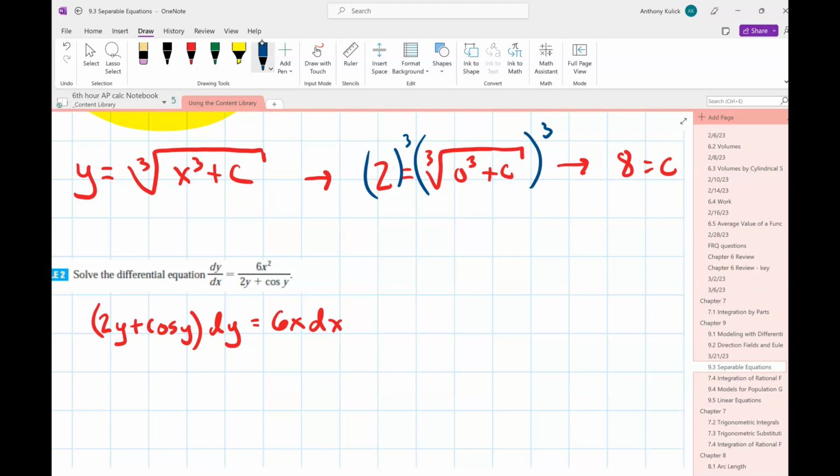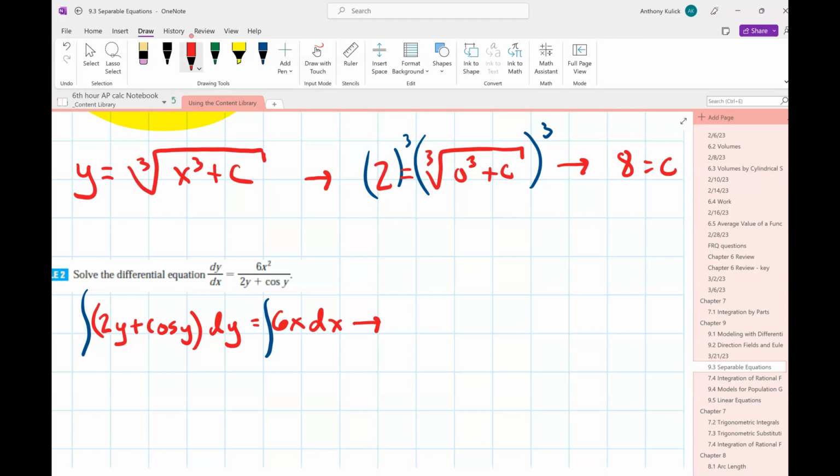That'll separate my variables to get all my y's on one side and all my x's on the other. Everybody happy there? Now I'm in a place where I can just integrate both sides. The left-hand side, because these are two things being added, I can just do their antiderivative separately, right?